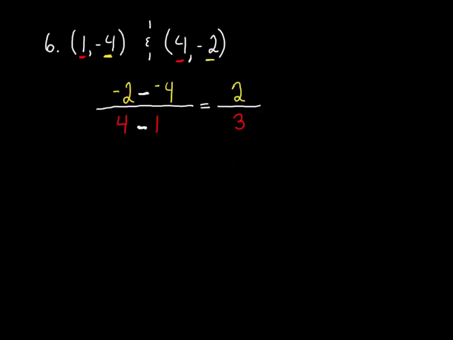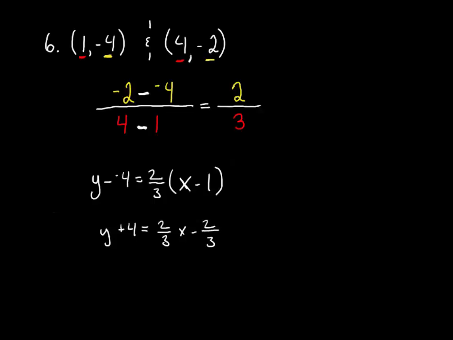Now that we've got our slope, we take one point or the other and write a point-slope equation. The formula is y minus y1, so we do y minus -4 equal the slope we just found times x minus x1. And now we simplify. Y minus -4 is the same as y plus 4. The 2/3 is distributed to the x and the -1, giving 2/3 x minus 2/3. We'll solve for y by subtracting 4 from each side, giving y equals 2/3 x minus 2/3 minus 4.